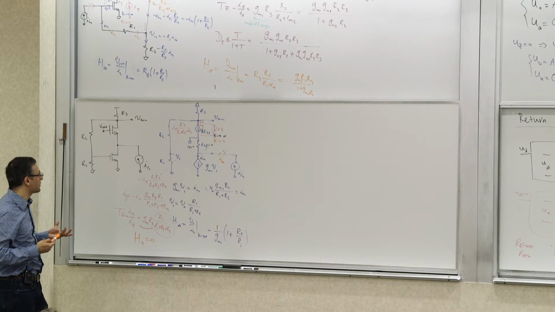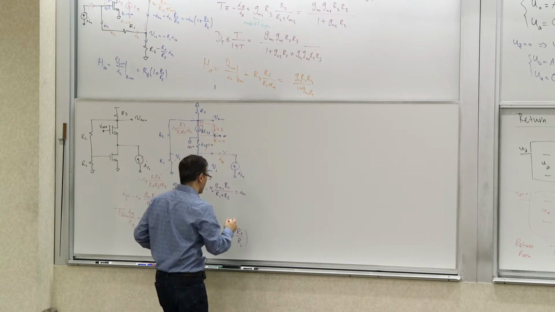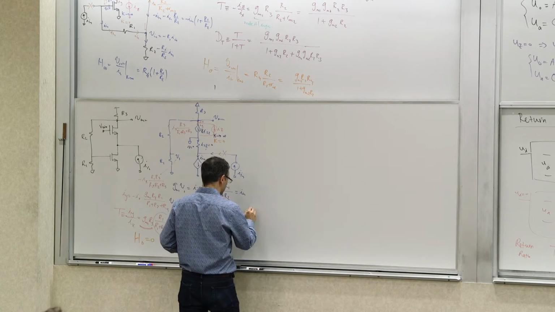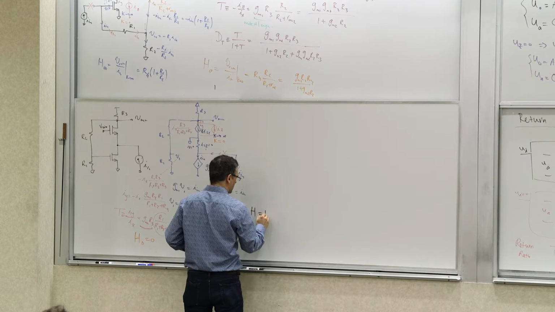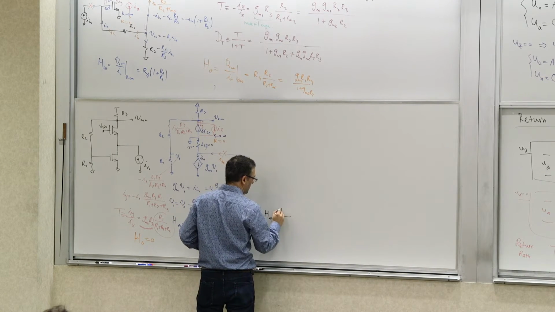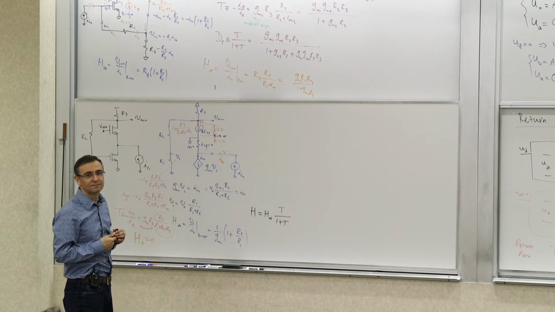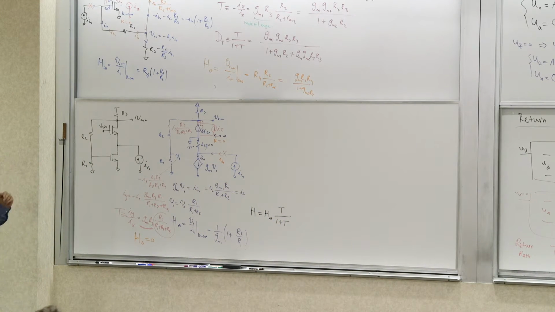So it's even simpler. Your transfer function, an exact transfer function, is H equals your H infinity times T over 1 plus T. Exactly. This is the correction factor for it.